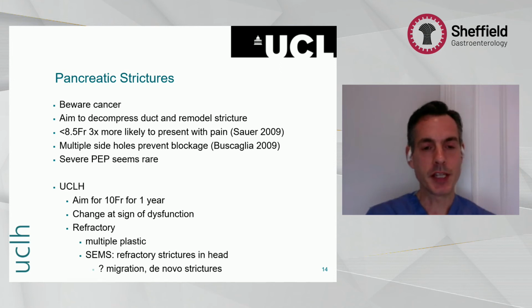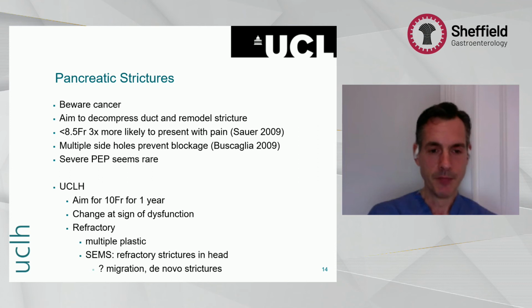If you're using small stents, less than 8.5 French, there's an increased likelihood that they're going to present with pain due to stent dysfunction. And there's a little bit of evidence that the stents that come with multiple side holes to allow drainage from the side branches prevent blockage, which probably stands to reason and makes sense. And again, treating these strictures, severe PEP does seem to be rare. These pancreases that have seen a bit of action over the years tend to be quite forgiving for ERCP.